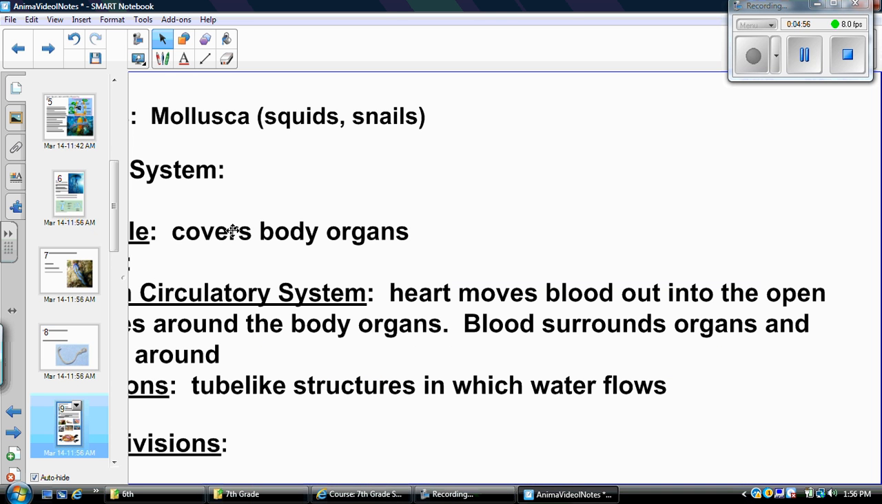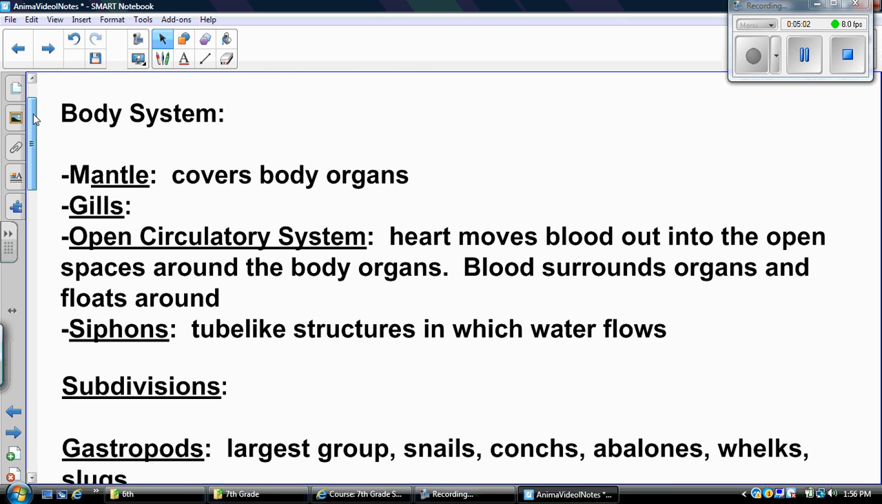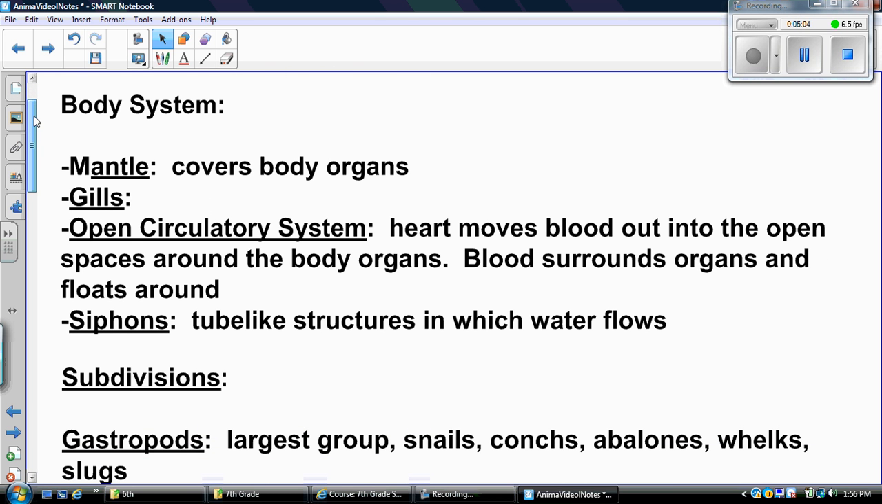Mollusks, squids and snails. All right, so these guys are pretty cool. They have a mantle, which is like an exoskeleton. It's a hard outer covering that covers the body organs. They usually have gills. They have what's called an open circulatory system. We have a closed one. Our blood is in our veins and arteries and hearts and moves throughout there.